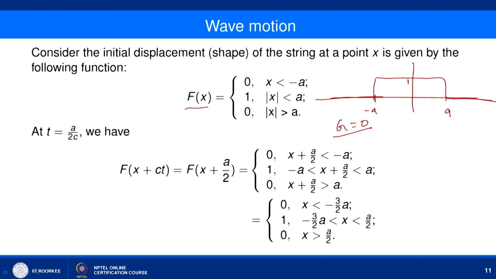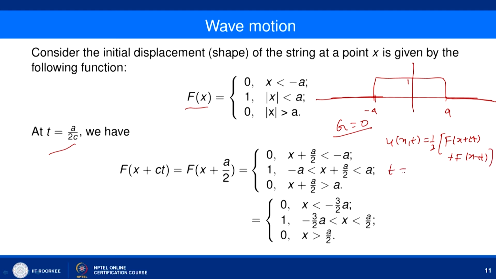Now, let us look at some times, like t equal to a by 2c. Because it is now free to oscillate, free to move, we try to find out what the shape should be at different times. So, at t equal to 0 it has this shape. Now, for t equal to a by 2c, what should be the shape? Here we know that at any point your shape is u of x, t equal to 1 by 2 f of x plus ct plus f of x minus ct.